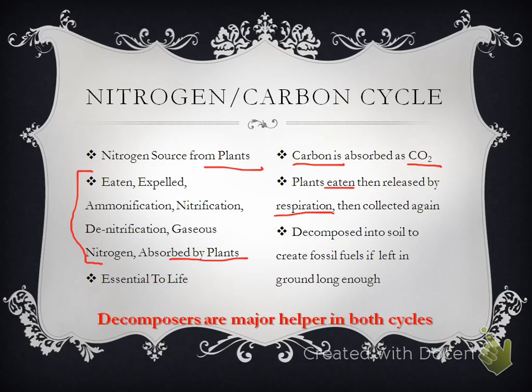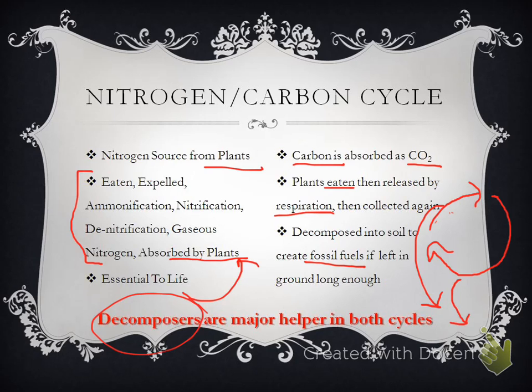But remember that carbon goes from plant to consumer, and then from herbivore, respires back to plant, but there's also this part right here. If that herbivore dies, a decomposer breaks it down. Or if that plant dies, a decomposer breaks it down. So then it goes back into the soil, and eventually it can actually lead to fossil fuels. So decomposers are important both to the nitrogen cycle, where they break down and release nitrogen, as well as the carbon cycle.